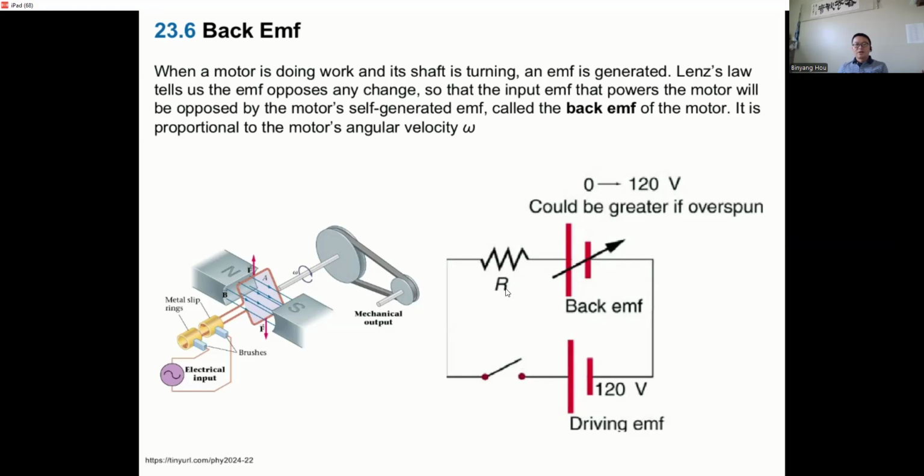Now, if you overspin this, then the back EMF could be greater. Then the electricity is actually flowing into the input side. So you're actually consuming less power in that case.